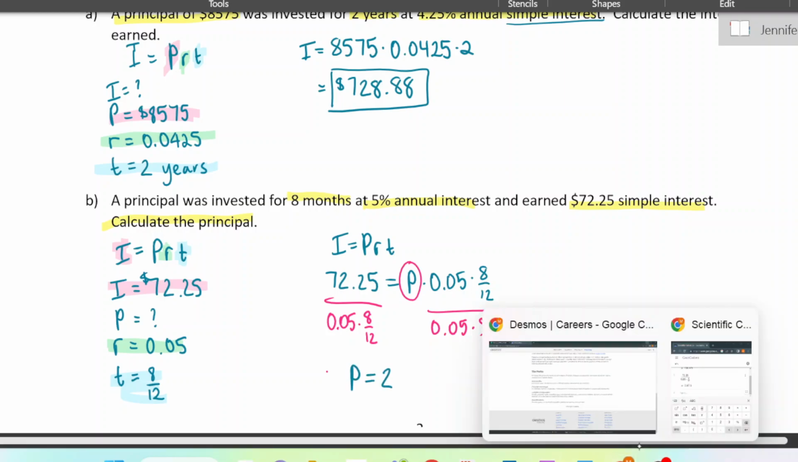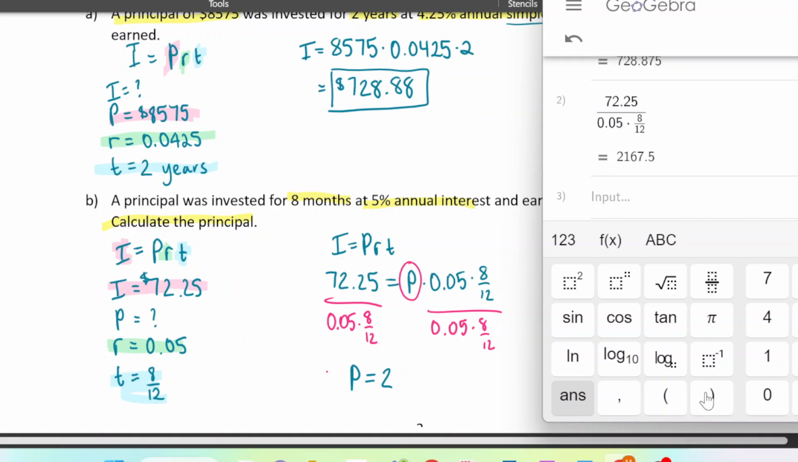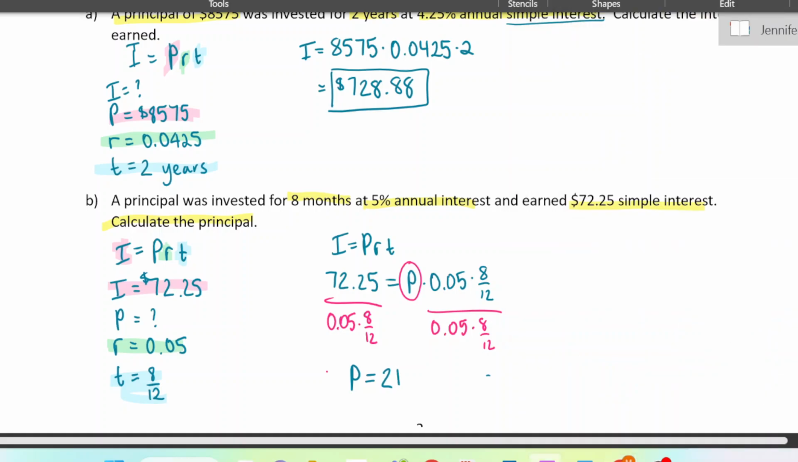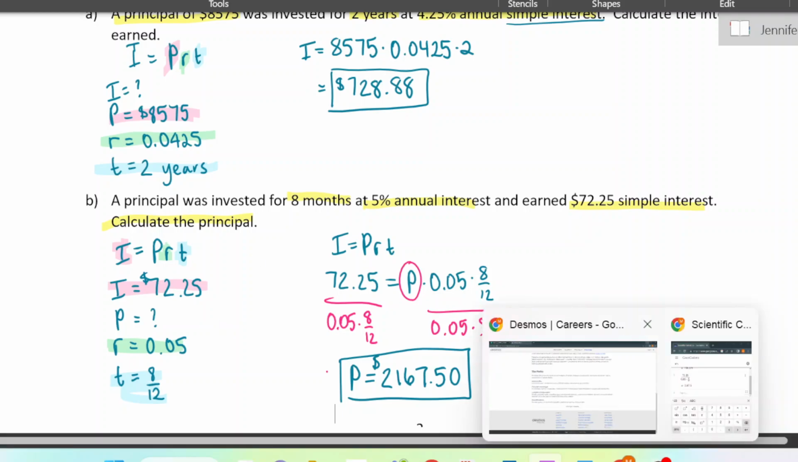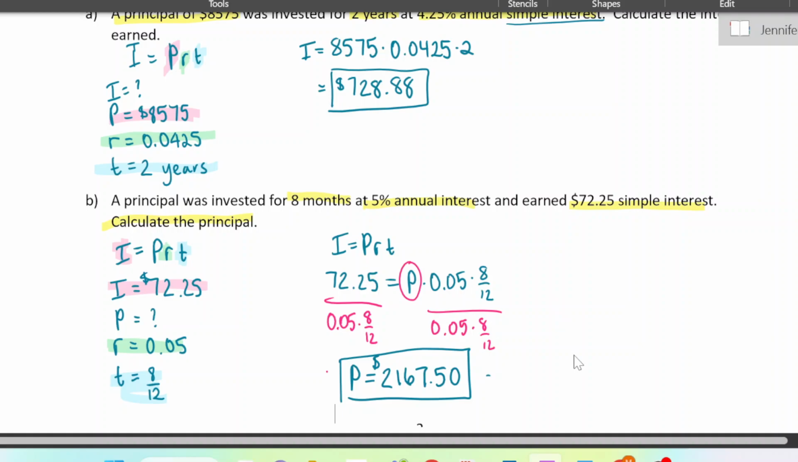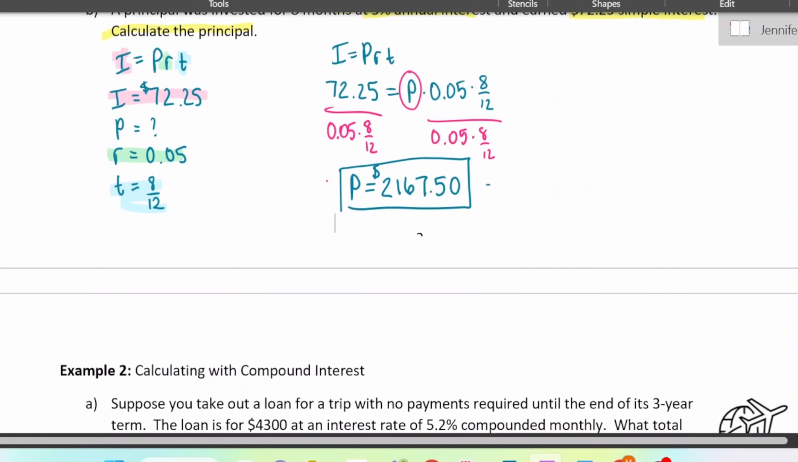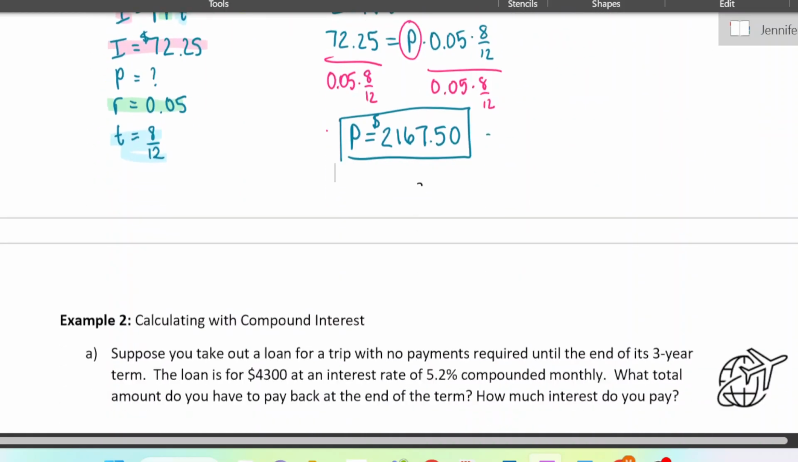So my principal, 2,000, what was it here? $167.50. Now you want to add a 0 on there because you would never see money written as just like 0.5. You would see 0.50 because we always have 100 cents in a dollar. So you'd always use 2 decimal places, even if your calculator doesn't give you 2. Okay, there we go. Let's do some examples now with compound interest.